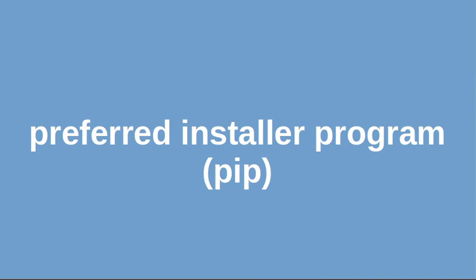To install packages in Python, we use the pip command. Pip stands for preferred installer program. This is a Python package installer that is used to install packages on your local machine. So let's get ahead and see the syntax of how to work with pip.